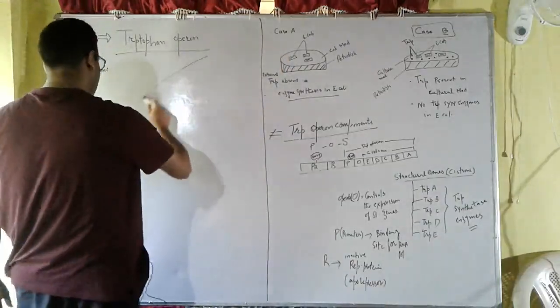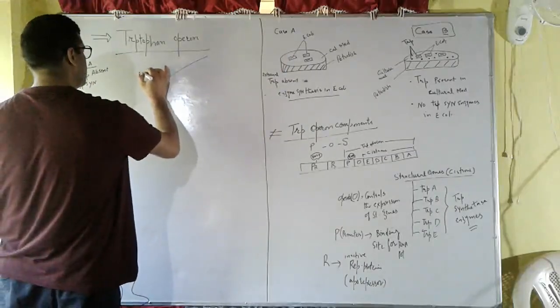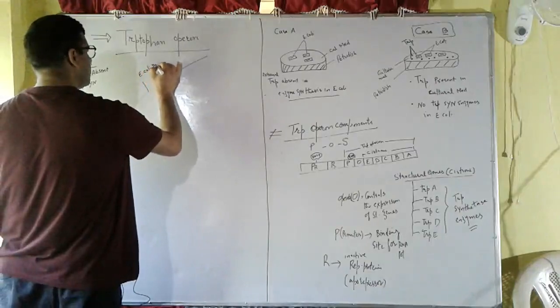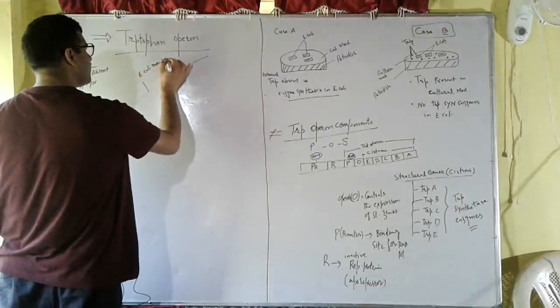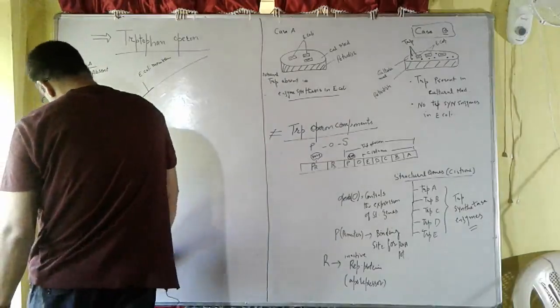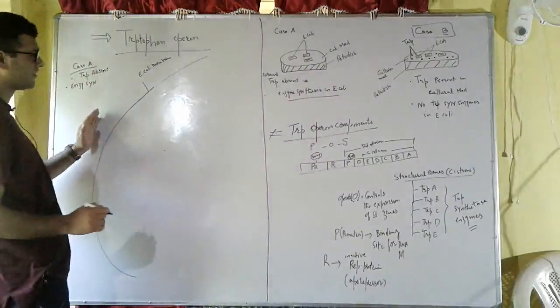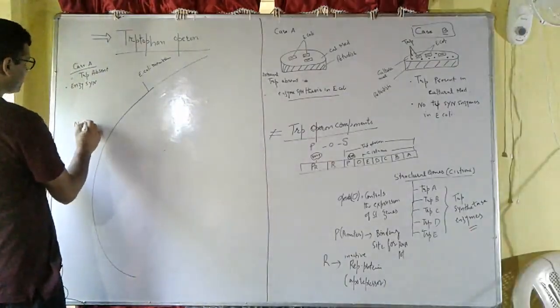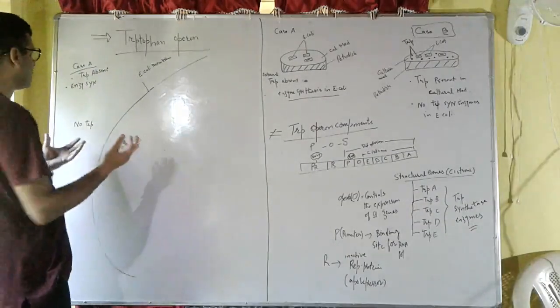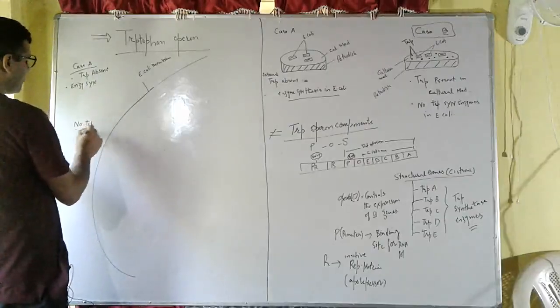So we know that this is the E. coli membrane. Here external tryptophan is absent. That means there is no tryptophan in the culture medium.